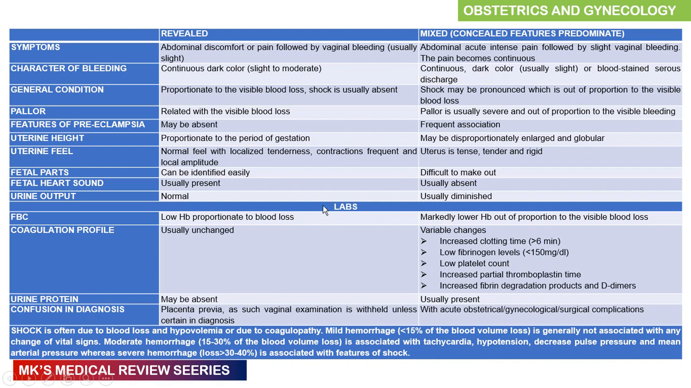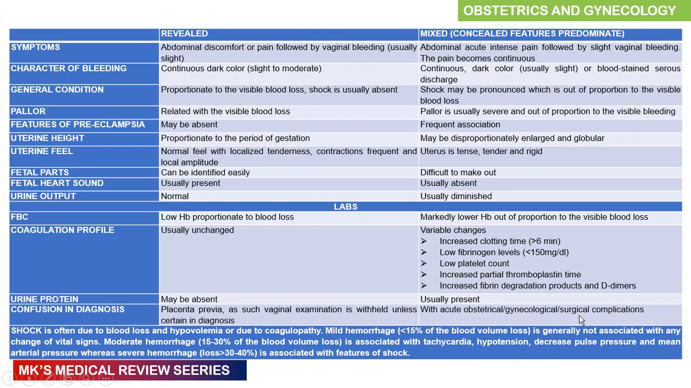Now when you go on and look at the labs, here in revealed, you will get a low HB that's going to predominate because this patient is losing blood. You're going to have a low HB that's usually out of proportion with the visible blood loss that you have, and that already makes sense. Then of course you can get a coagulation profile which is usually unchanged in revealed hemorrhage. You may get some changes in the concealed hemorrhage, things like an increase in clotting time, low fibrinogen levels, low platelet count, increased partial thromboplastin time, increased fibrin degradation products, and even D-dimers.